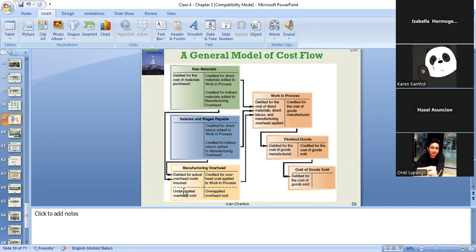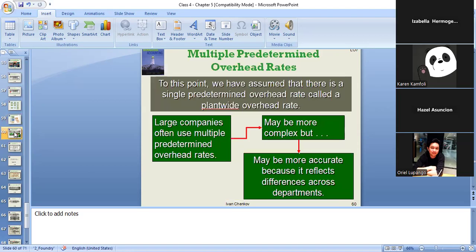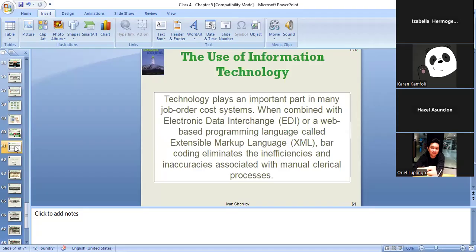At the end of the period, we're going to compare actual versus applied. If we put more on the applied side, we're going to have over applied. If the balance is higher on the debit side, we're going to have under applied. And we have to adjust for those. If we have multiple overhead rates, it becomes very complex, and that is not part of this course.